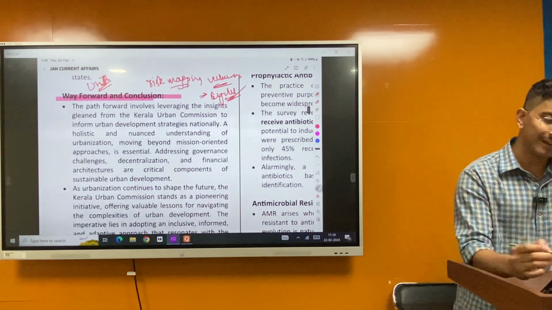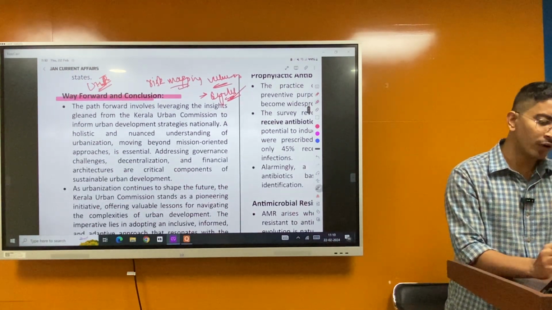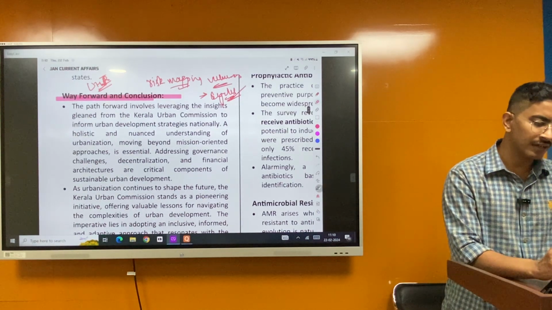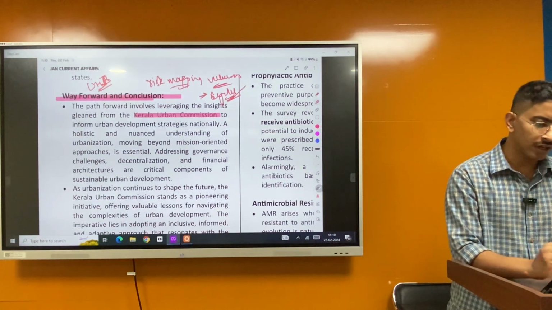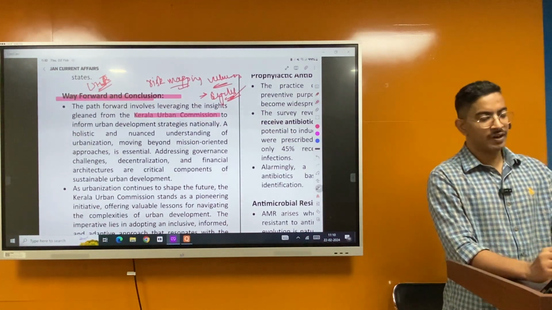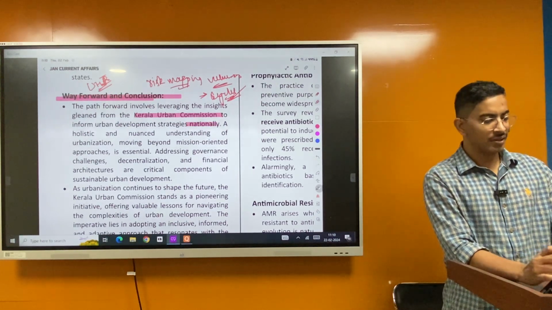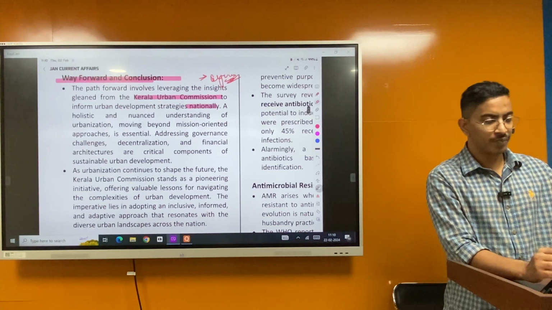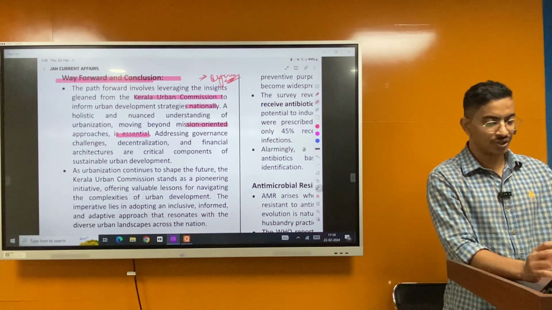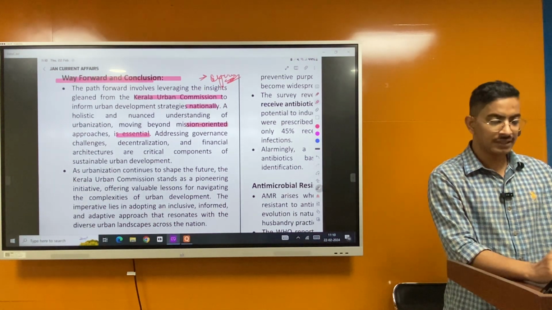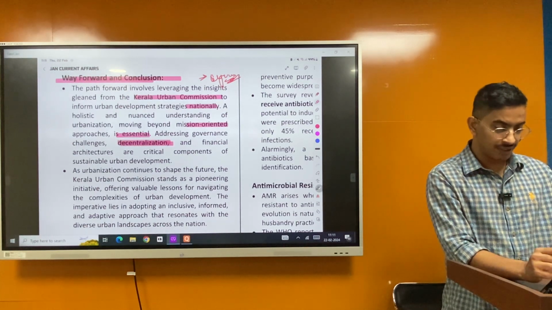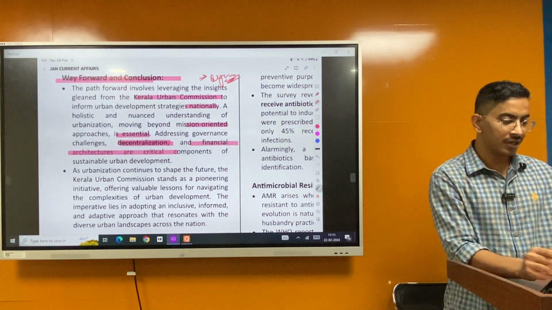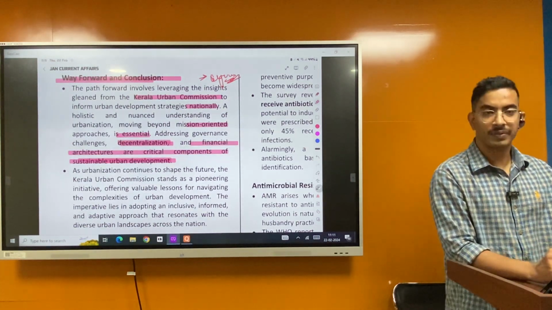So what is the way forward and conclusion? The path forward involves leveraging the insight gleaned from Kerala's Urban Commission to inform urban development strategies nationally. A holistic and nuanced understanding of urbanization, moving beyond the mission-oriented approach, is essential. Addressing governance challenges, decentralization, and financial architecture are critical components of sustainable urban development.